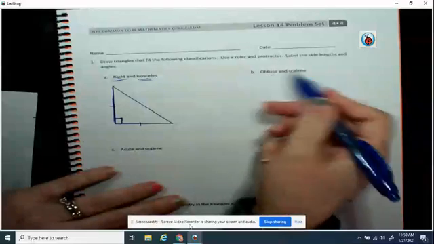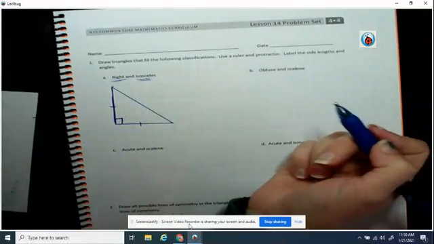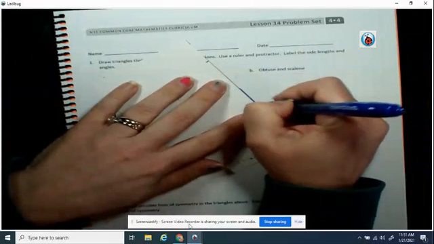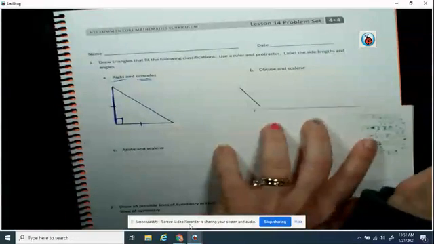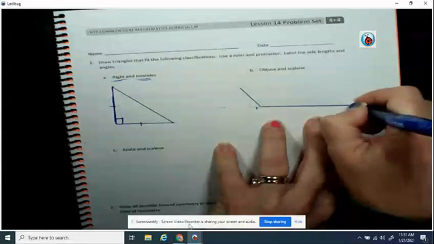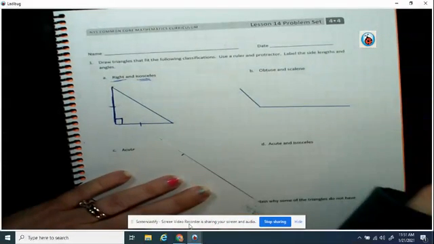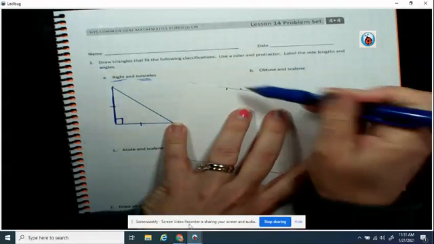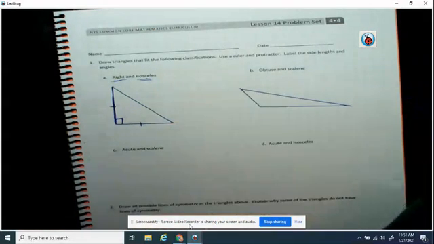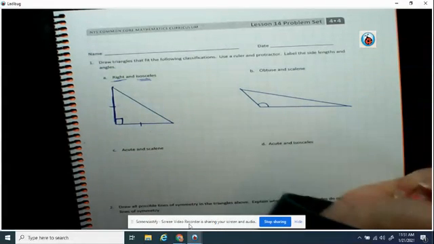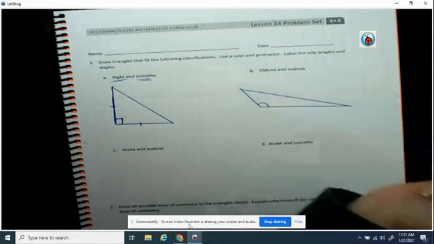And obtuse scalene. Okay, so scalene means none of the sides are the same. So let's make our obtuse angle. I'm going to make this one long on purpose because that one's short, that one's long. Okay, and then we're going to connect. There we go. So this is the obtuse angle right here, definitely obtuse, and it's definitely scalene. None of those sides are the same.